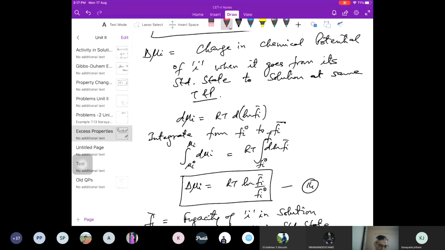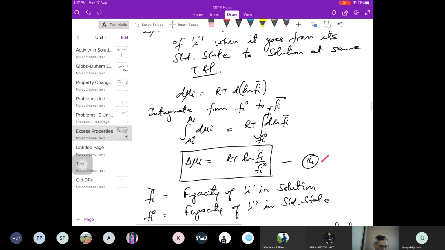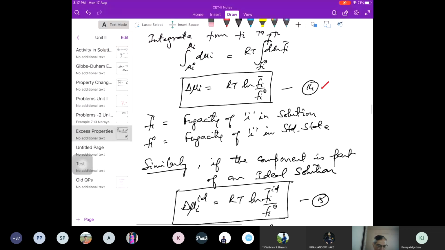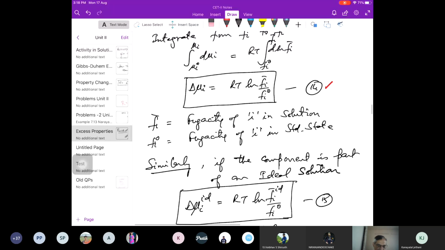Nothing new here, we did this before, right? Where Fi bar is the fugacity of I in solution and Fi0 is the fugacity of I in the standard state. Similarly, if the component is part of an ideal solution, delta mu I ideal will be nothing but RT ln Fi bar ideal by Fi0. Instead of real solution, it will be ideal solution, similar to equation 14.